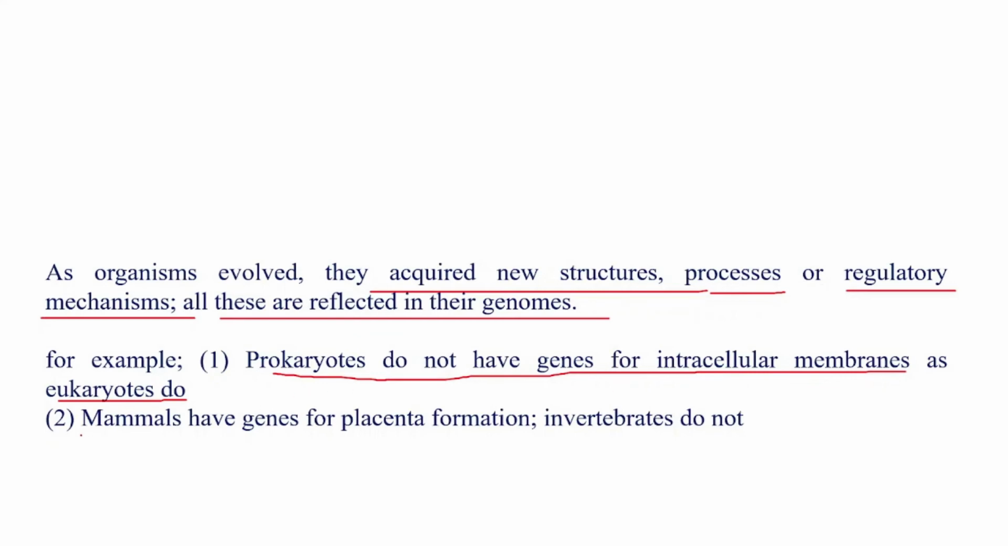Likewise, if you look at mammals and invertebrates, mammals have genes for placenta formation, whereas invertebrates do not. So mammals, while evolving, acquired genes for placenta formation, because they have a placenta, but invertebrates do not have a placenta, so they do not have genes for that. So as the organisms evolved, they acquired new, sophisticated, complicated properties which are reflected in their genomes.